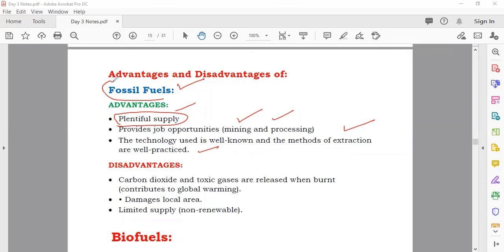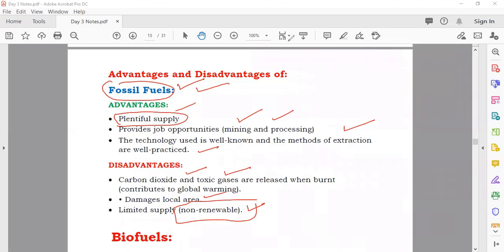Disadvantages of fossil fuels: produce carbon dioxide and toxic gases. Number two, damages local area, because sometimes if there are a lot of factories in some area, or the city has a lot of traffic, the whole air is polluted. Then after that, limited supply, in terms of non-renewable: whatever the quantity you have now, if you use it, one day it will finish. It's non-renewable. So these are advantages and disadvantages of fossil fuels.